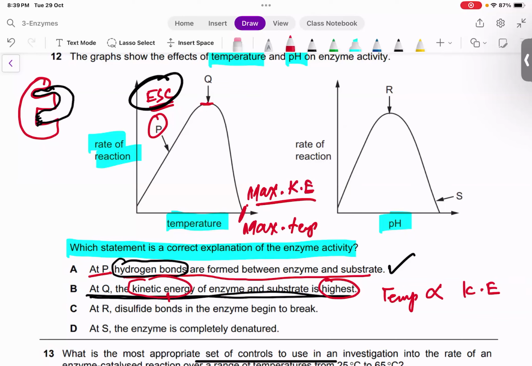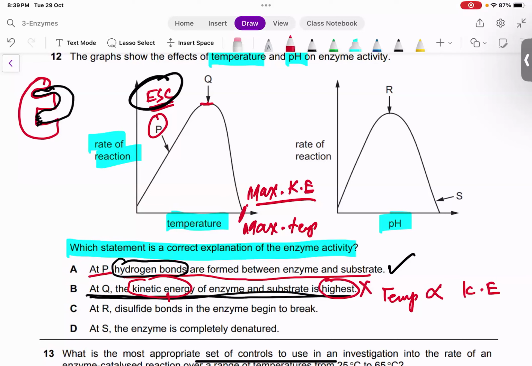And because there is very high kinetic energy here, the protein molecule cannot maintain or retain its 3D shape. So its 3D shape is changed, and that slows down or ceases enzyme activity at this point. Okay, so this is not a correct choice.